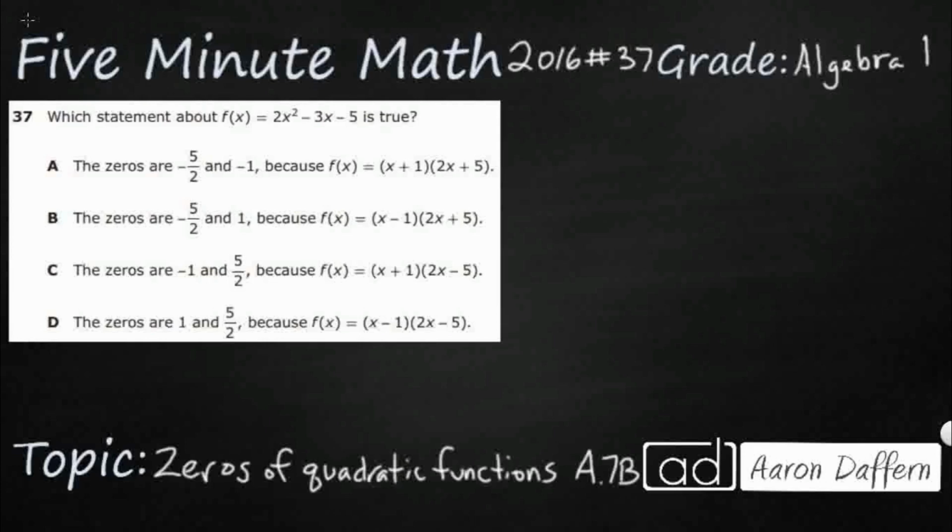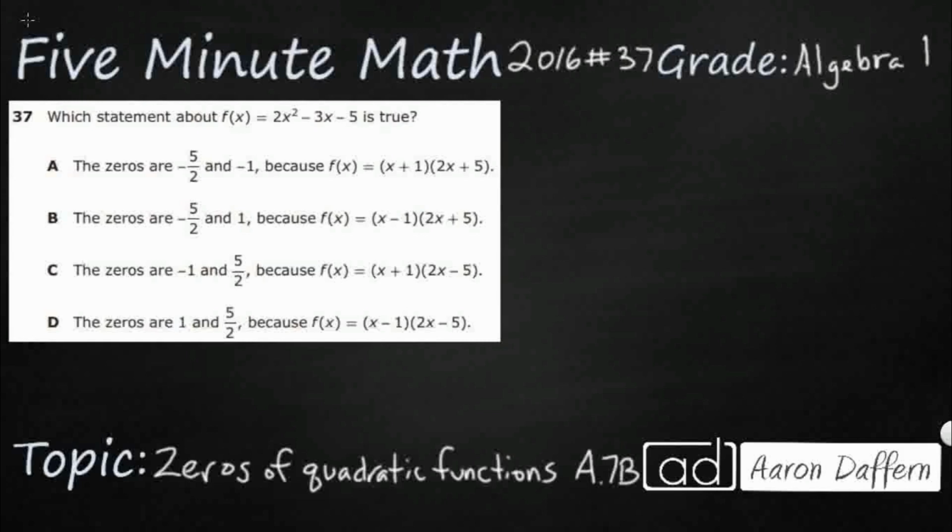Today we are looking at the Algebra 1 concept of zeros of quadratic functions. This is standard A.7B in the great state of Texas, and we are using item number 37 of the 2016 released STAAR test. If you haven't done so already, please go ahead and take a moment to pause the video, work this problem out on your own, unpause it, and we will look at our answers together.